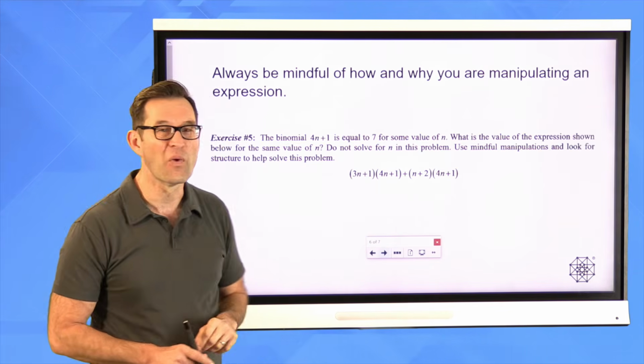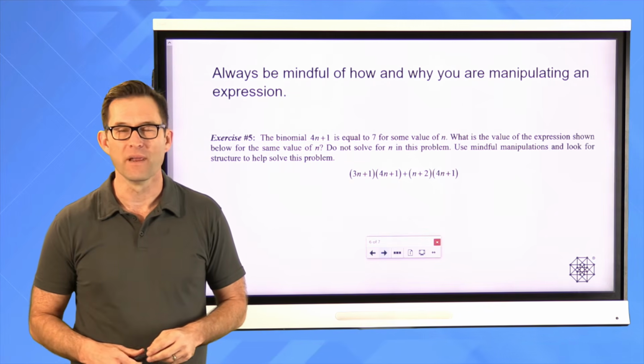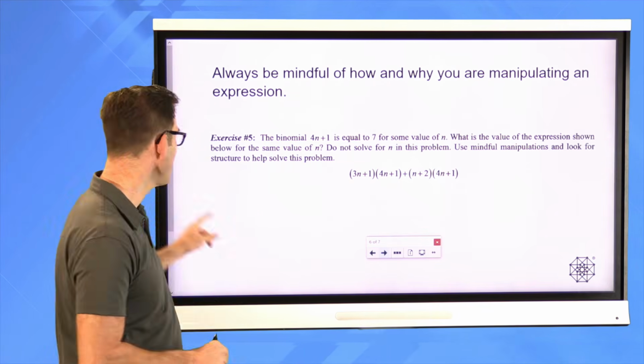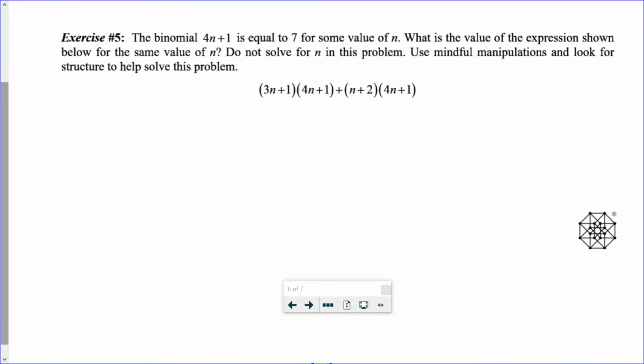All right, let's do one last problem. Always be mindful of how and why you're manipulating an expression. We're going to see that in this last problem. Exercise number 5. The binomial 4n plus 1 is equal to 7 for some value of n. What is the value of the expression shown below for the same value of n? Do not solve for n in this problem. Use mindful manipulations and look for structure to help solve this problem.